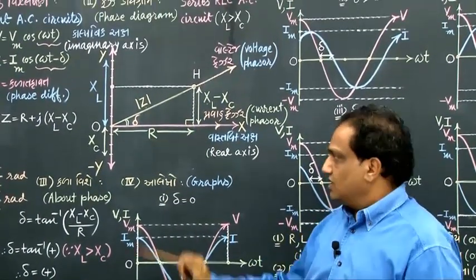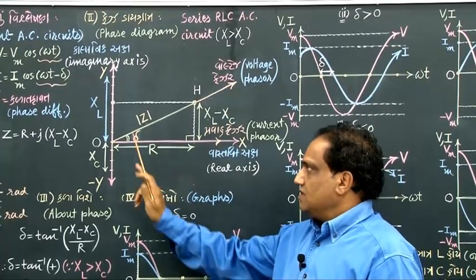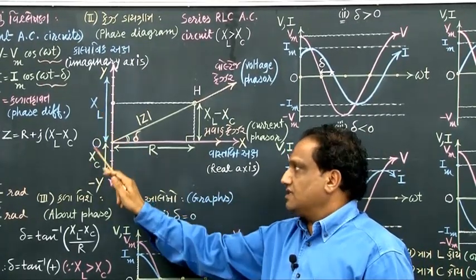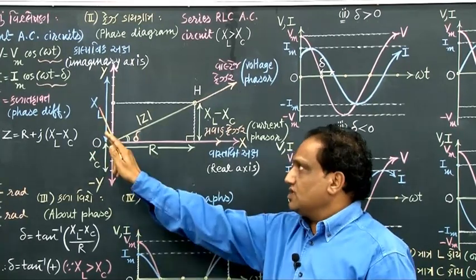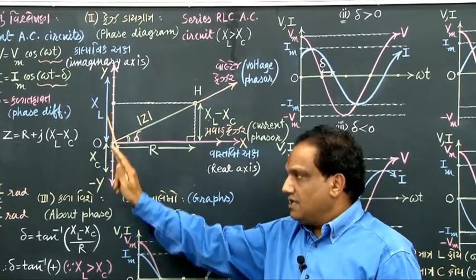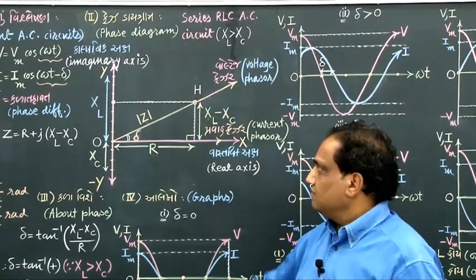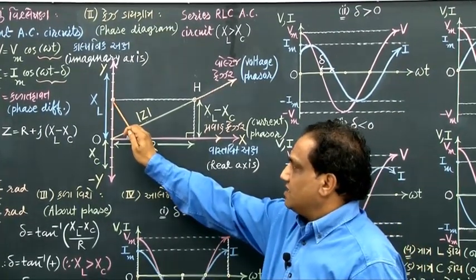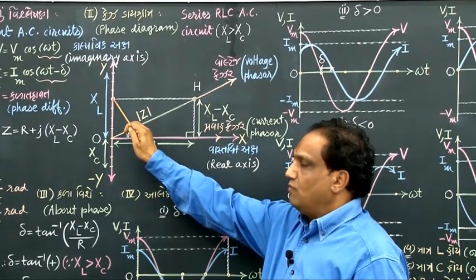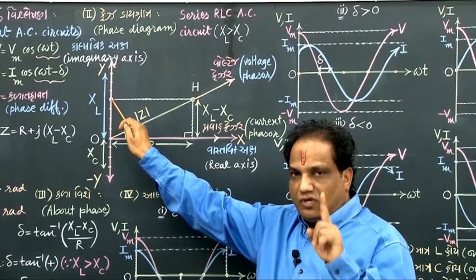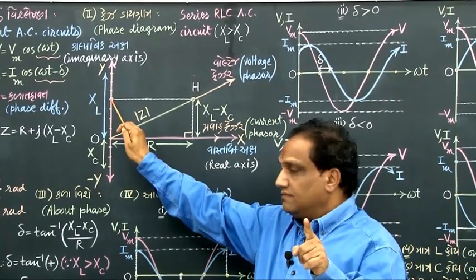Now tell me, what about this phase diagram? When resistance is not there, don't show R. Just show XL and XC such that the condition XL greater than XC is satisfied. Say this value is 7 units, this value is 3 units, 7 minus 3 will be 4. So this will give you XL minus XC. There only you must put point H. Refer to circuit number 7. Do you find point H over here?